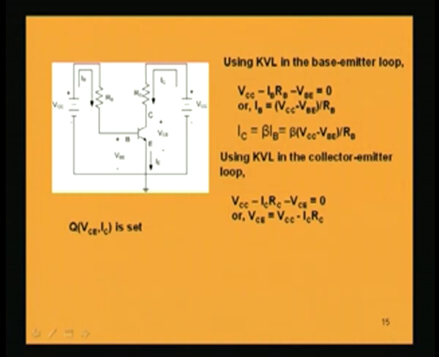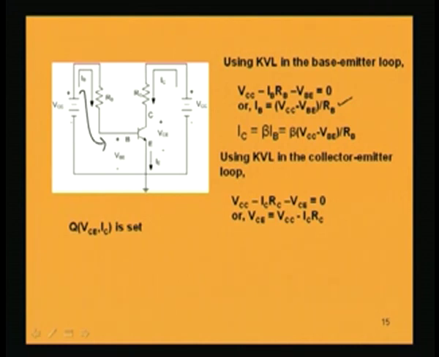So, now my analysis will become easier, because if we concentrate on the input circuit, that is the base emitter circuit, and apply Kirchhoff's voltage law in the base emitter loop, we get VCC minus IB into RB minus VBE equal to 0. Or I can write what is IB. IB is equal to (VCC minus VBE) by RB.